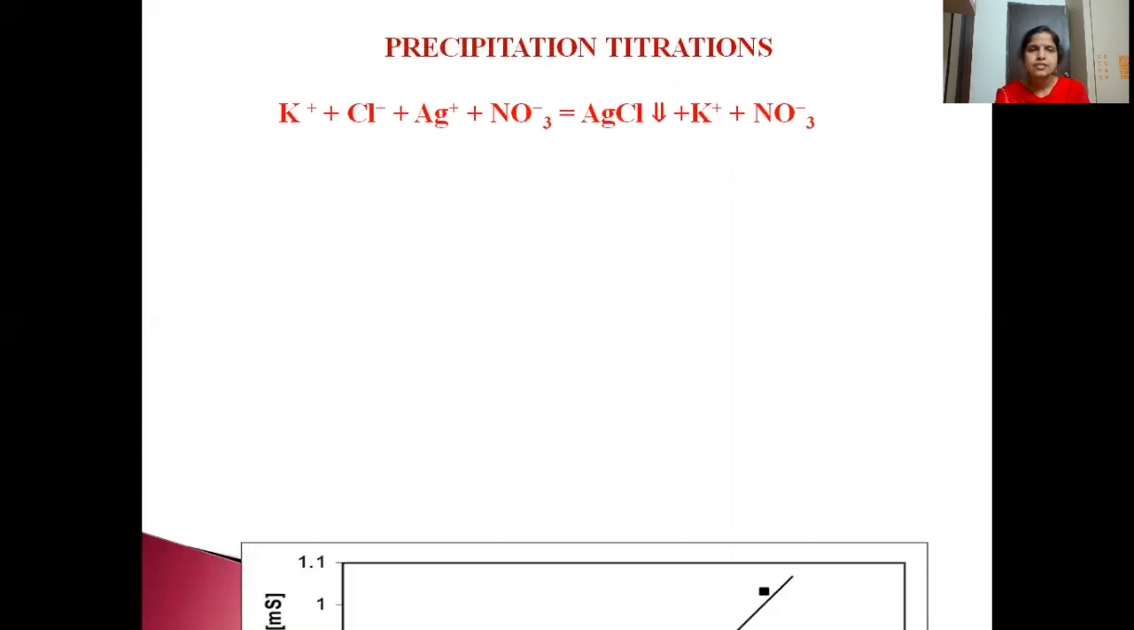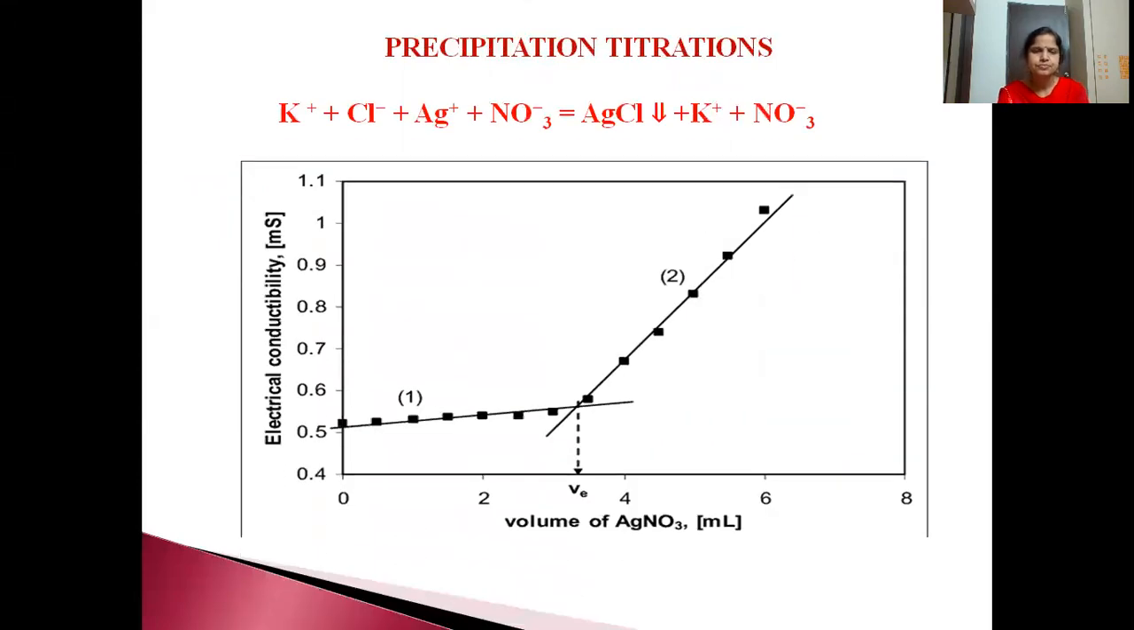The next is the precipitation titrations. Here we have taken an example of potassium chloride versus silver nitrate. As we know, the reaction between these two is that Ag plus ions react with Cl minus to give AgCl as a precipitate, along with K plus, that is potassium ions, and nitrate ions. Now as we go on adding the silver nitrate which is taken in the burette, KCl is taken in the beaker. So what is happening?